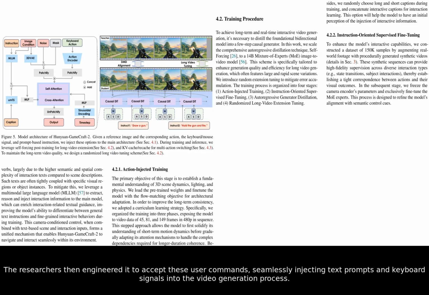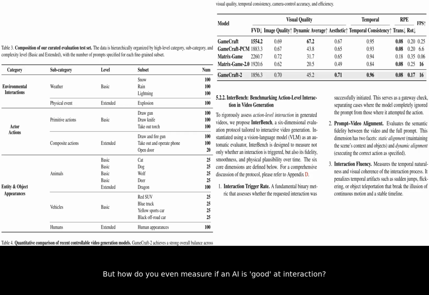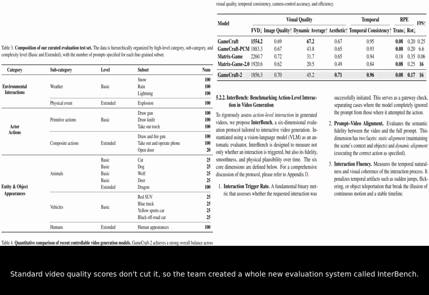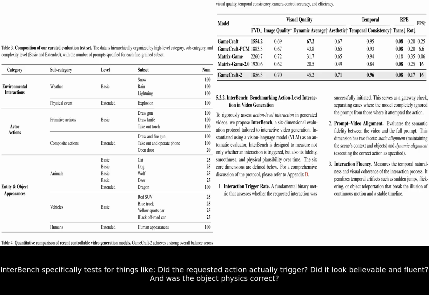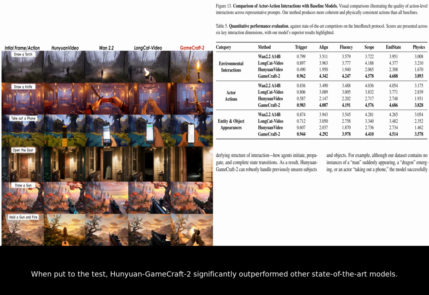But how do you even measure if an AI is good at interaction? Standard video quality scores don't cut it, so the team created a whole new evaluation system called InterBench. InterBench specifically tests for things like, did the requested action actually trigger? Did it look believable and fluent? And was the object physics correct? When put to the test, Hunyuan Gamecraft 2 significantly outperformed other state-of-the-art models.